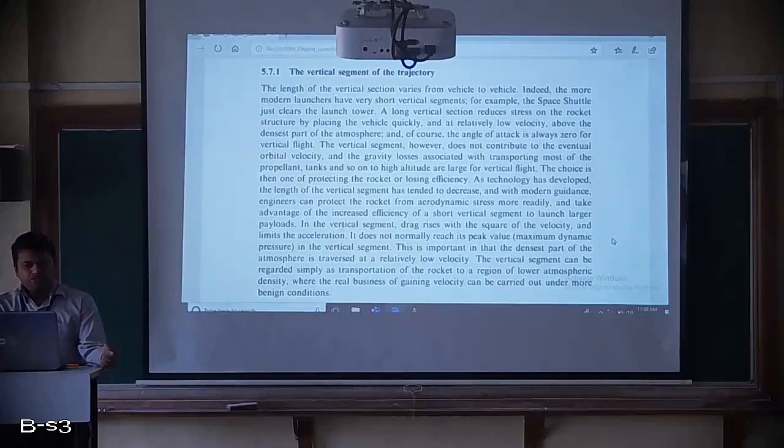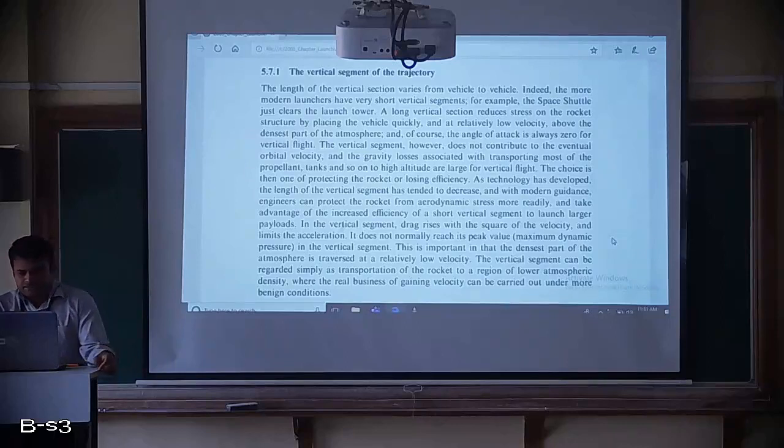So now here our choice is what? One thing is we have to protect the rocket, or we lose the efficiency. If you want to get the efficiency, then you have to increase the velocity, which will affect the structure of the rocket. Otherwise, if you want to protect the rocket, then the efficiency will go. We have to make one choice here.